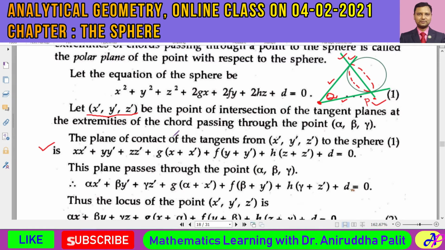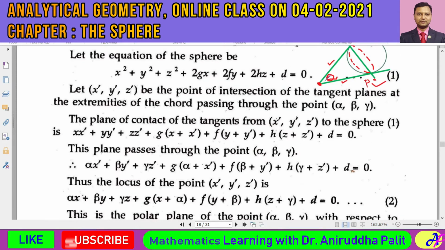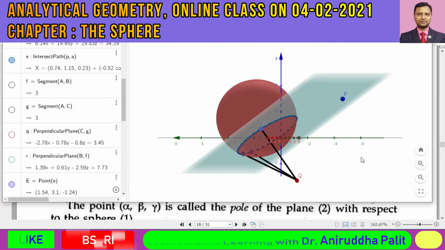And then the locus of this point Q will ultimately be the polar plane, the locus of the point x prime, y prime, z prime. I'm not going through the reduction. You can look at the reduction over here. It can be proved that the locus of the point x prime, y prime, z prime will ultimately be a plane. And the idea would be much clearer if you consider this picture over here.